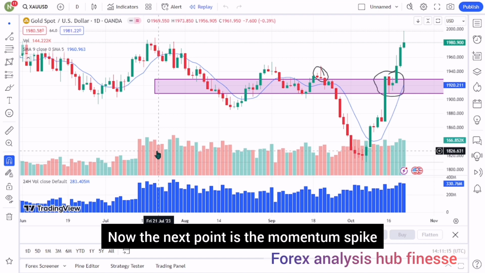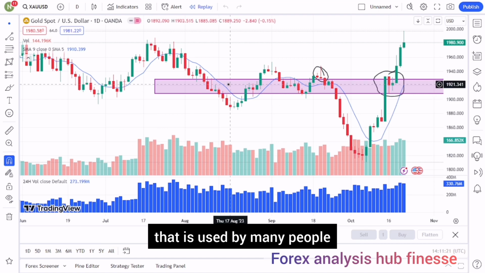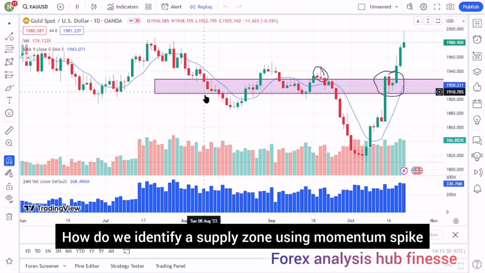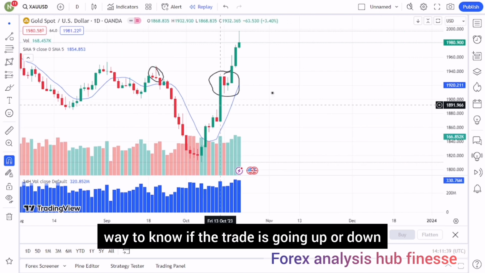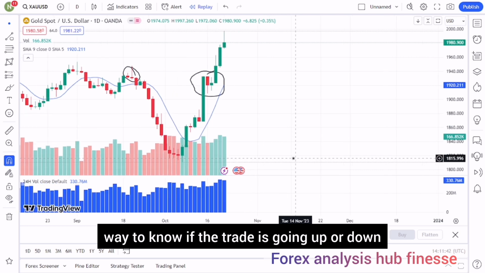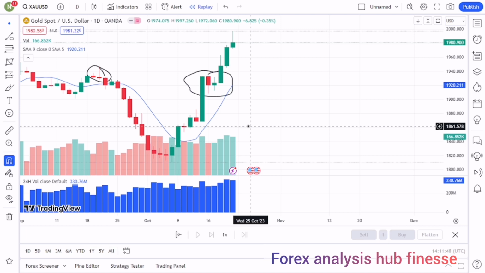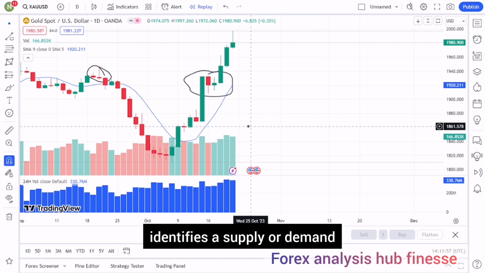Now the next point is the momentum spike. This is one strategy that is used by many people and it's very accurate. Actually, this is the best you can use. How do we identify a supply zone using momentum spike? Momentum spike will tell you the best way to know if the trade is going up or down. Momentum spike means a full candlestick. It does not have wicks.